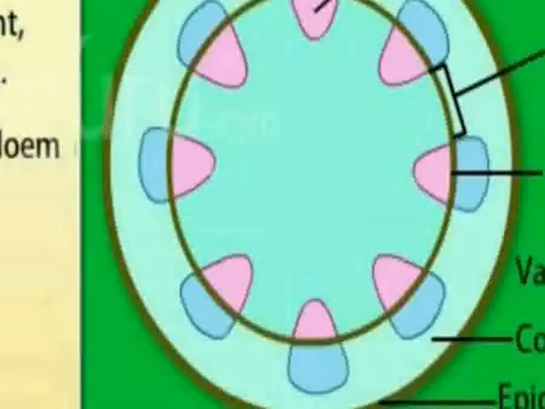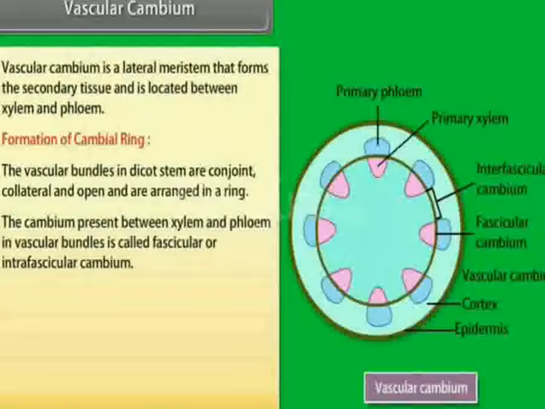How is it formed? Let us discuss the formation of the cambial ring. In dicots, the cells of the cambium present between primary xylem and primary phloem are called intrafascicular cambium.